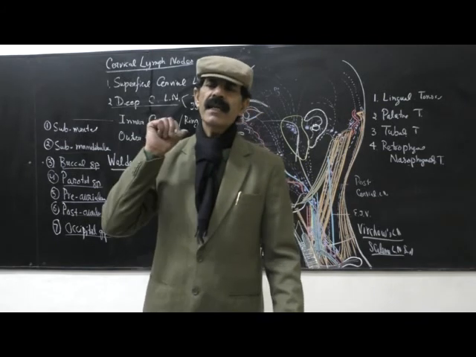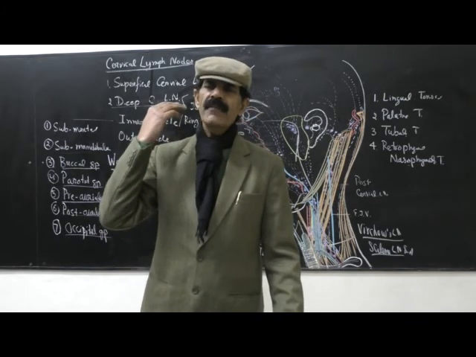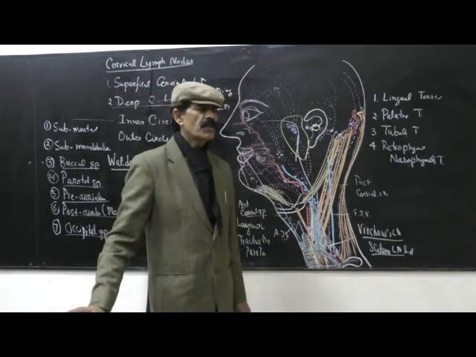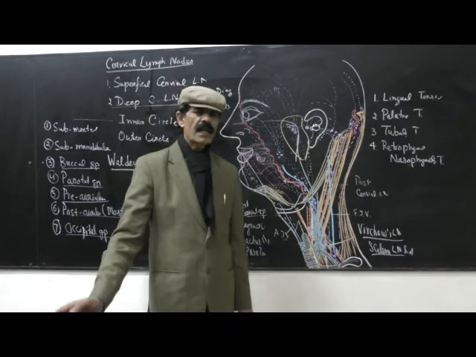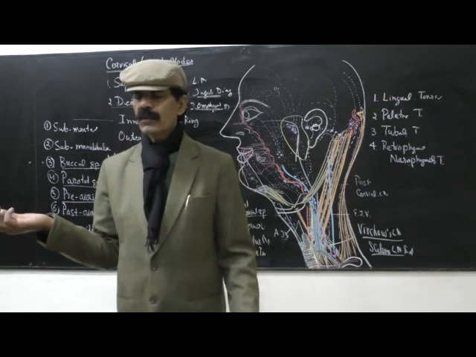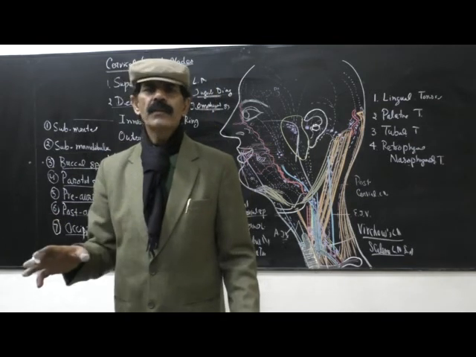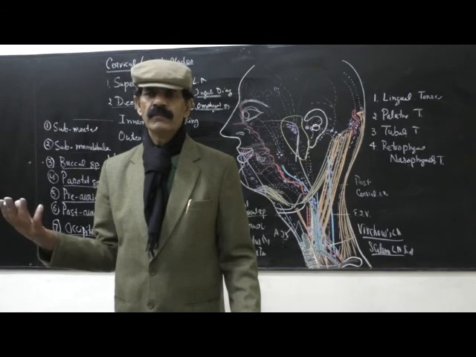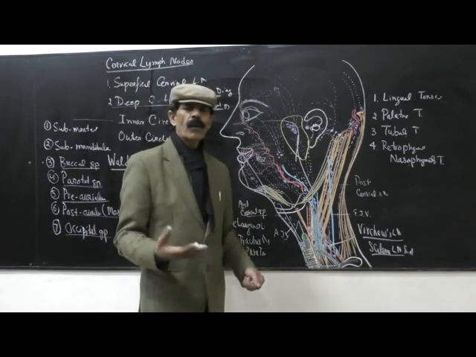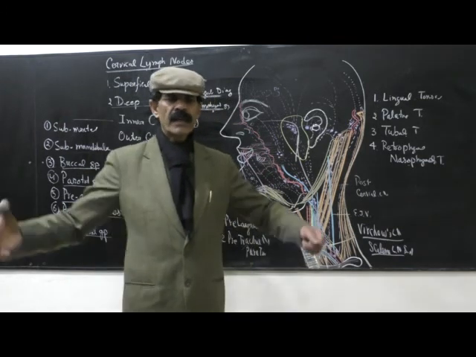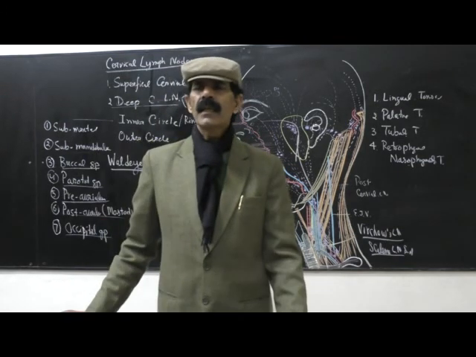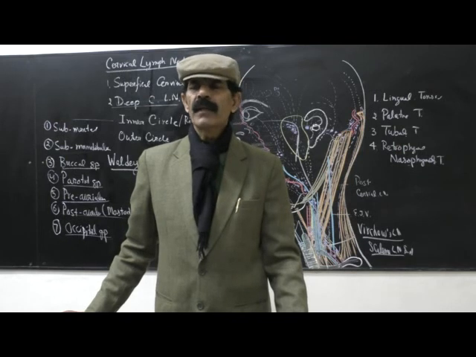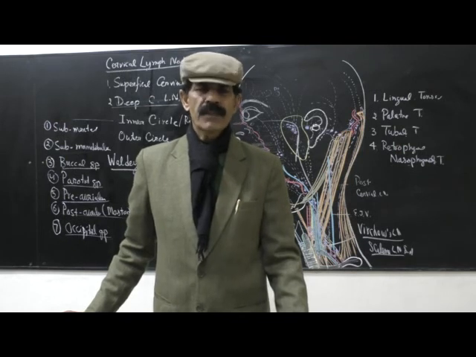Similarly, on the right side, the right lymphatic channel opens into the internal jugular vein at the junction of the right subclavian and the right internal jugular vein, directly into the vein, because there is no thoracic duct on the right side. So this is how we see the whole of the lymph from the head and neck region ultimately reaches the deep group, and from the deep group it ultimately goes into the venous system.